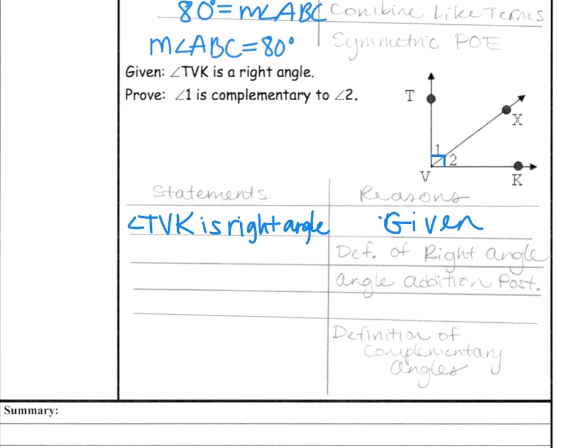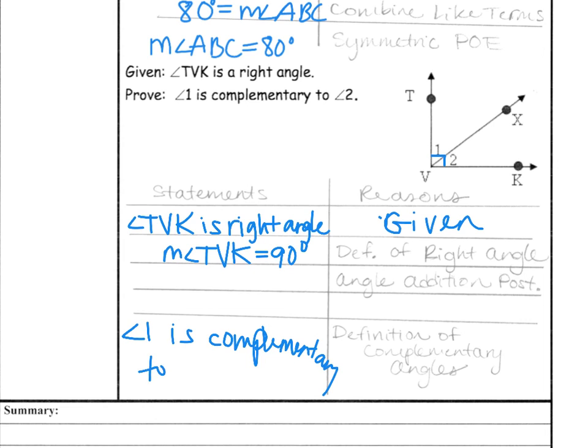Okay, we know that it's a right angle. Using the definition of the right angle, what do I say next? Measure of angle TVK equals 90 degrees. Good. We are proving that angle 1 is complementary to angle 2, and that goes at the very end. Think about, does that make sense and why? Can you please discuss that with your partner?